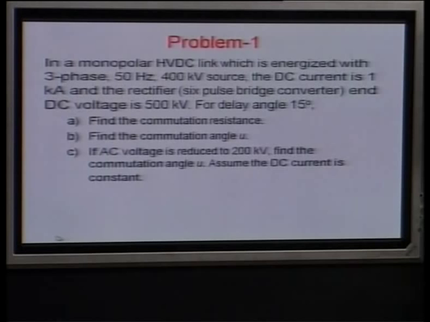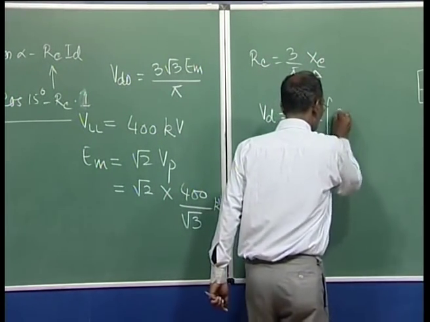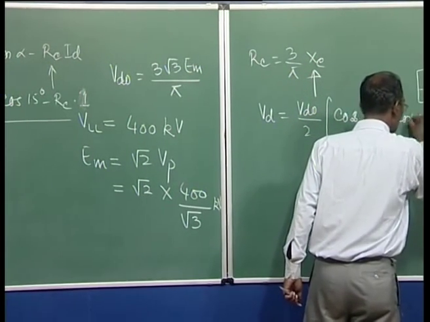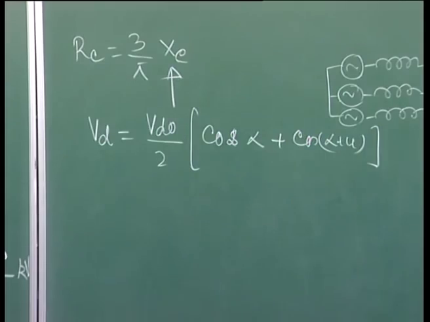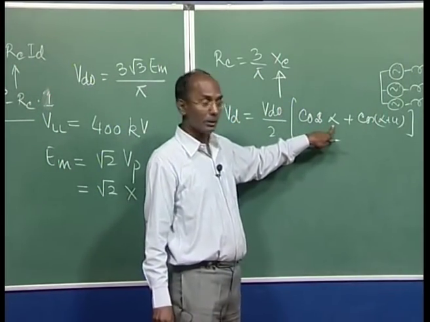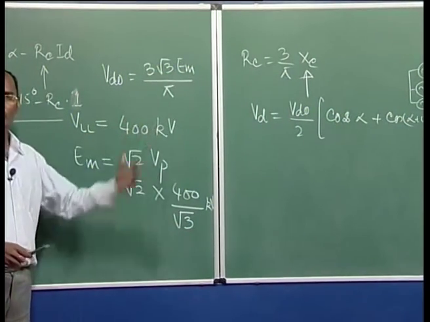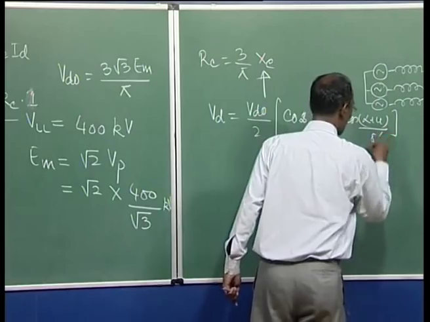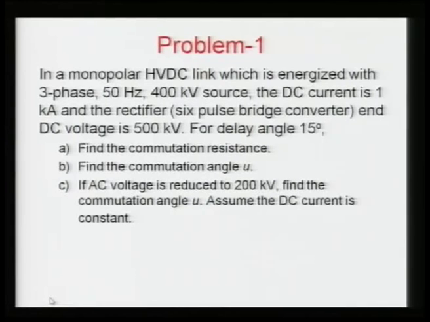Now, to find the commutation angle U, we have another relation: V_D is V_DO by 2 times cos alpha plus cos of alpha plus U. We know this expression. Here V_D is given to you, alpha is also given. Just put the values in, but be careful in calculating this. This value is normally known as delta, and as per my calculation it comes out to be 27.714.